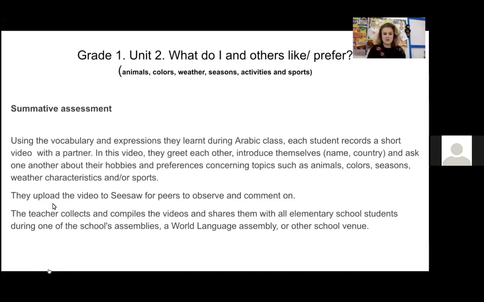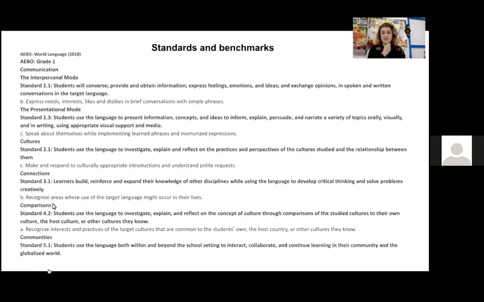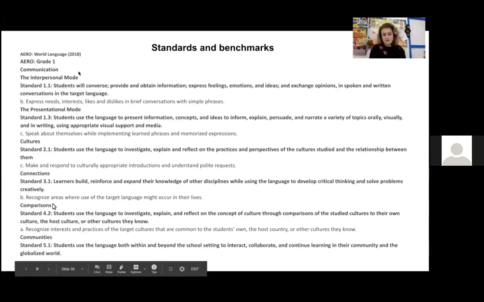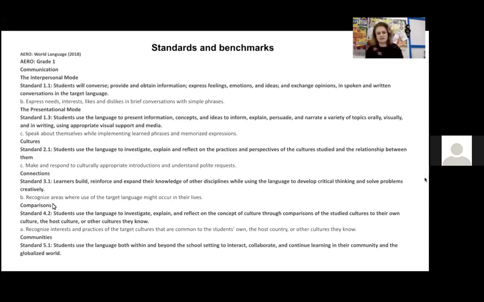The next slide shows, thank you, Julio, the standards and benchmarks for this unit. Like said by Julio and Kathy previously, it covers the 5 C's of language learning, which are communication, culture, comparison, connection to other disciplines, and the use in the community. At the end of the unit and through the summative assessment that some teachers might call end of unit test or performance test, these standards and benchmarks should be all covered and met.